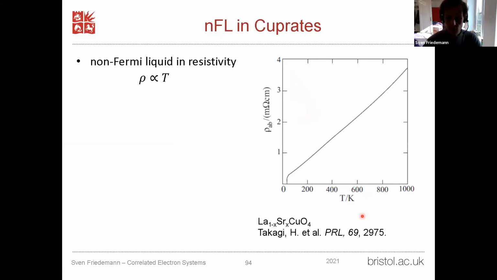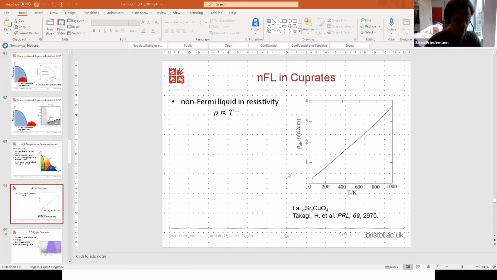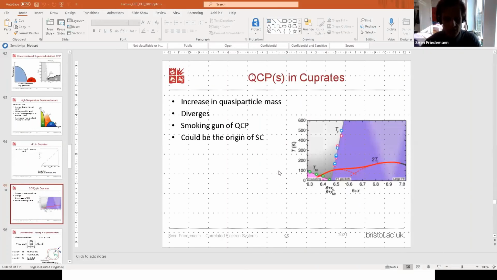The cuprates indeed also show quite some pronounced non-Fermi liquid behavior. For instance, the resistance here, as you can see, is linear over a huge temperature range, from 1000 Kelvin all the way to the transition temperature. That's clearly inconsistent with the T squared that you expect in a Fermi liquid, and also the T to the 5 that you expect at low temperatures due to phonons.